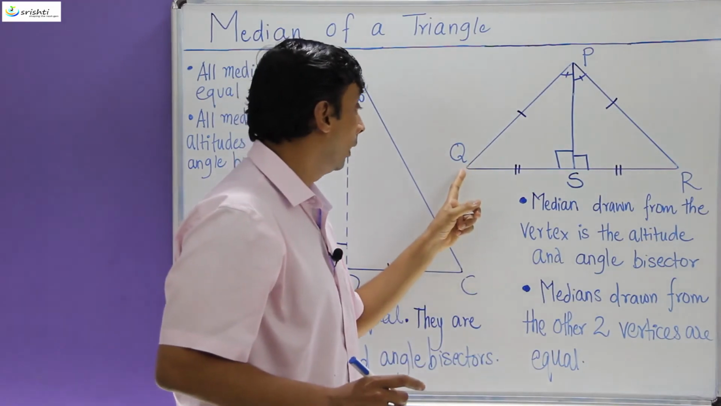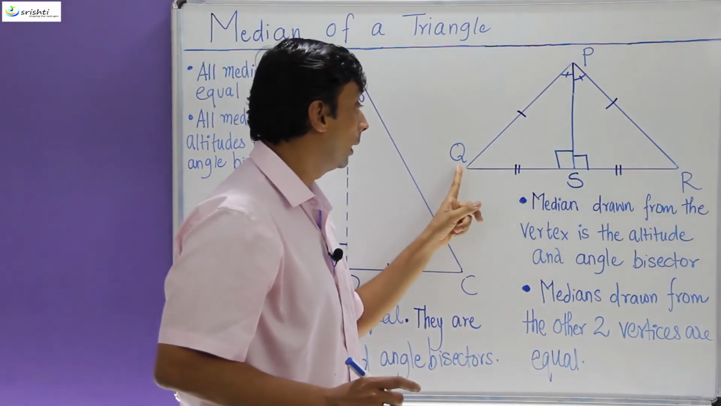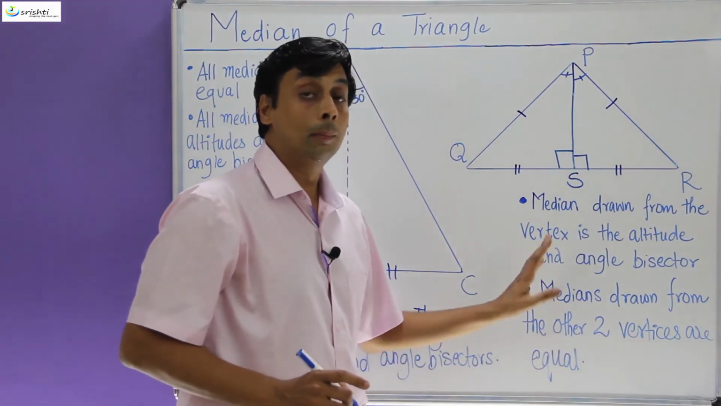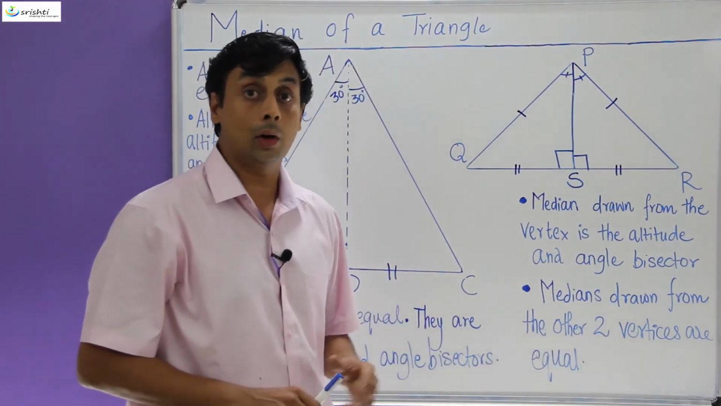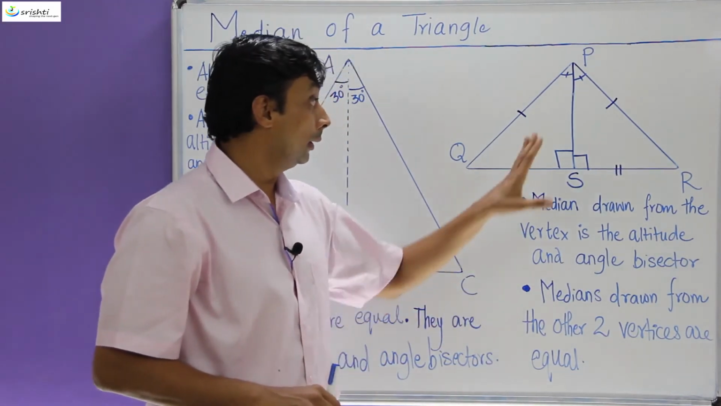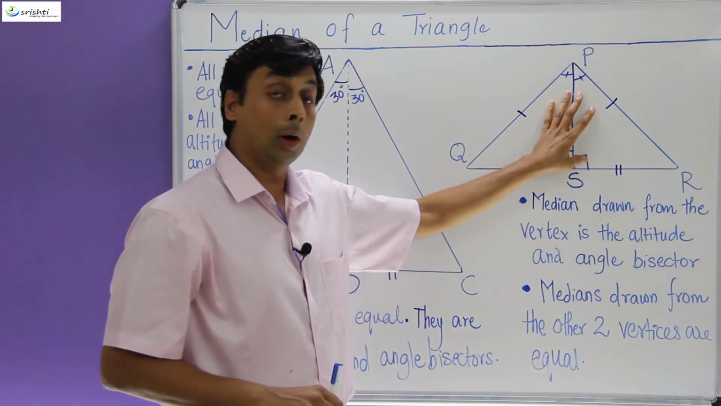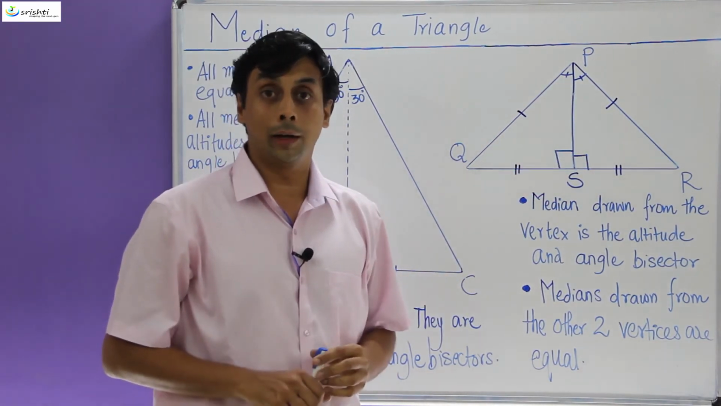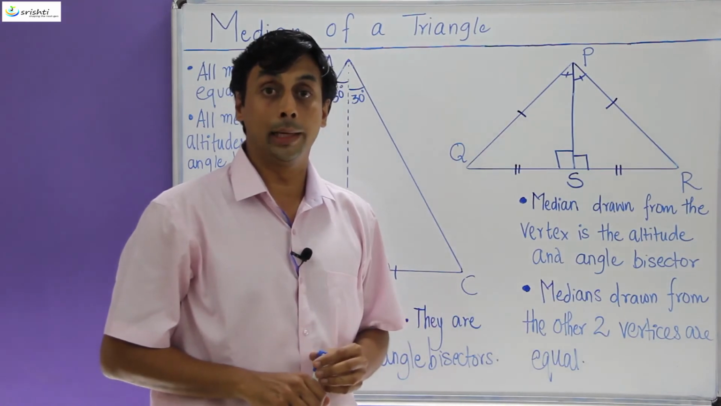If you draw the median from the other two vertices, that is Q and R, then those medians would be equal to each other, but they would not be the angle bisectors or the altitudes either. So this is the special property of medians in an isosceles triangle. Now let's summarize what we have learned about medians so far.